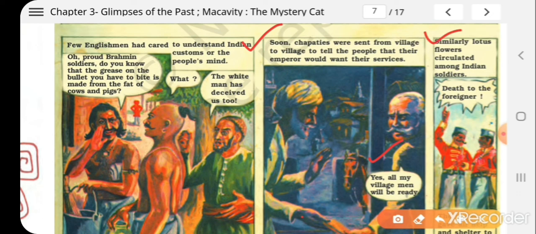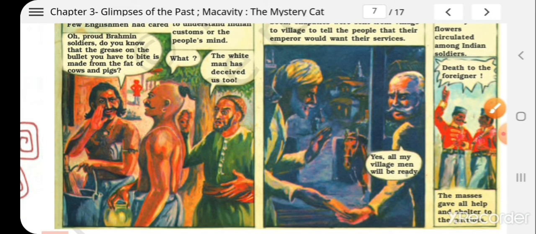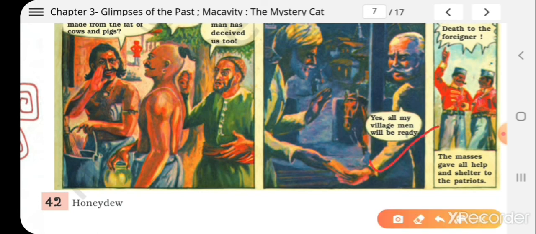And similarly, lotus flowers circulated among Indian soldiers. Indian soldiers को lotus flowers बांटे गए, उनको circulate किए गए, death to the foreigner. So now they all were united against Britishers कि हम उनको यहाँ से भेज देंगे. The masses gave all help and shelter to the patriots. तो patriots को सब shelter दे रहे थे, उनको help दे रहे थे. सब लोग एक साथ थे इस time. They all were united. और कहते हैं ना, unity has strength.